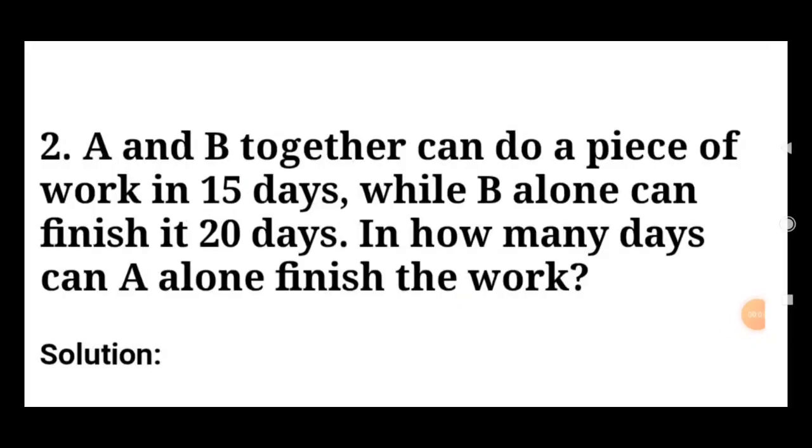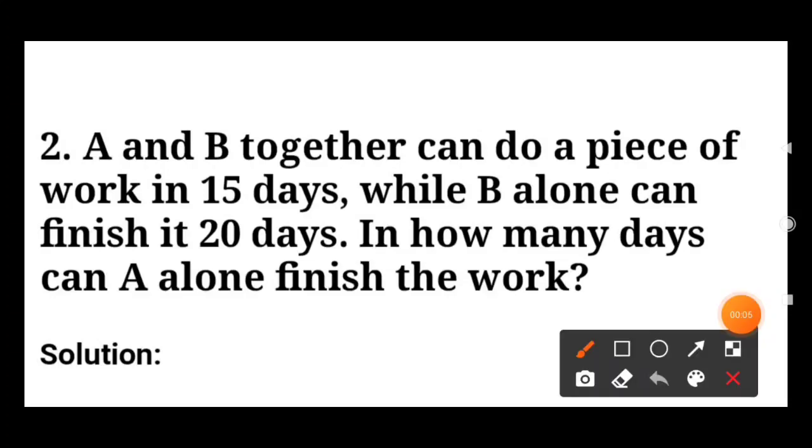Next is a problem based on time and work. Here it is given: A and B together can do a piece of work in 15 days while B alone can finish it in 20 days. In how many days can A alone finish the work? To find this we have to know the efficiency of A and B. So to know the efficiency of A and B alone, we will find the LCM of 15 and 20.